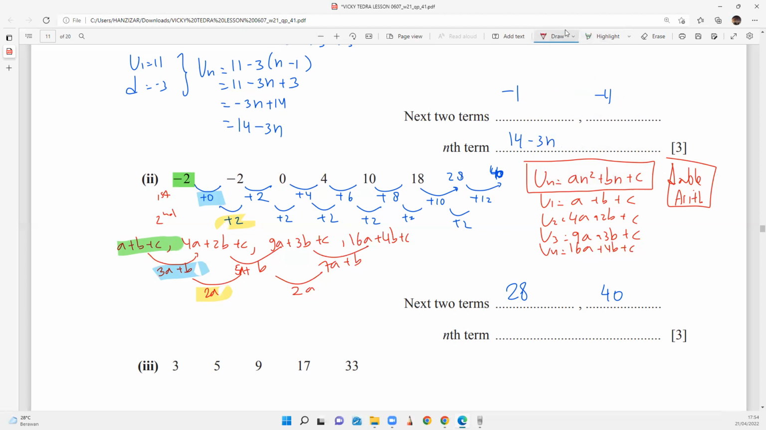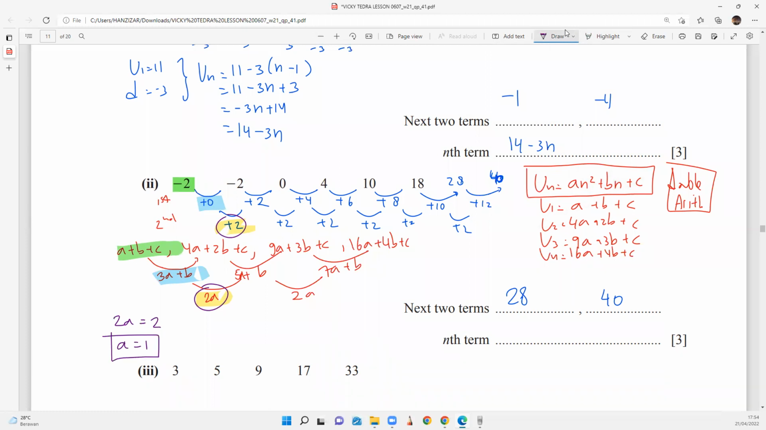So watch here, one by one. 2a equals 2, right? So you get the value of a equals 1. And look at the blue highlight, 3a plus b equals the blue 0. So b equals -3. Very simple, right? And then the green color, a plus b plus c. Wait, a is 1 already. So 1 plus -3 plus c equals -2. The c will be 0, right? Because 1 minus 3 is -2. You can cross out 0.